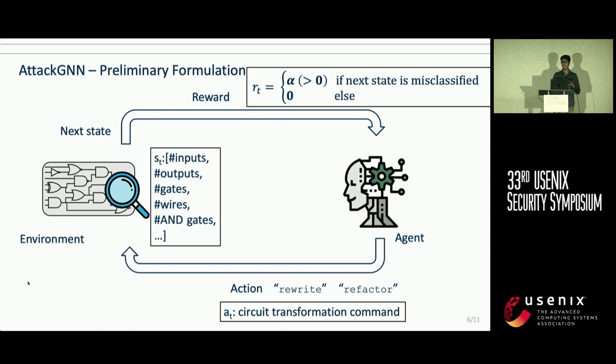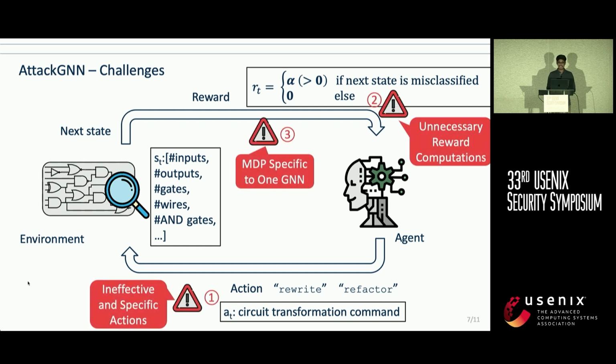Now, when we actually ran this technique on a bunch of GNNs, we faced some problems. The first problem is that the actions that we defined, which are the circuit transformation commands, don't really change the structure of a circuit a lot. This is because these circuits are really optimized. Just performing rewrite or refactor operations will change a few gates, but not a lot of gates. So essentially, the perturbations that we needed to evade the GNN detector were not sufficient. So that's the first challenge.